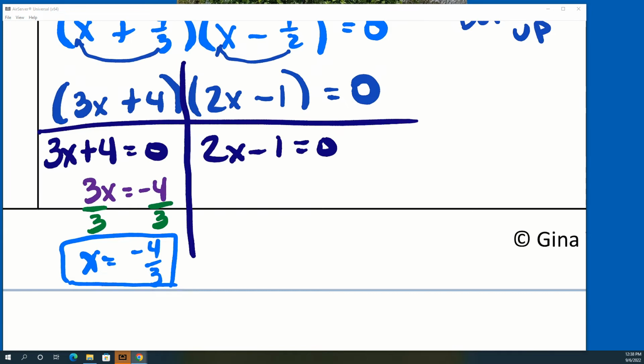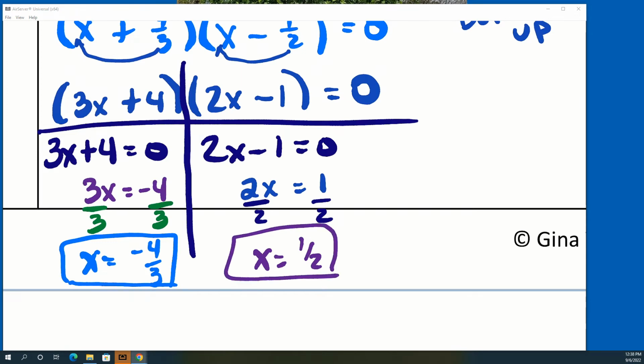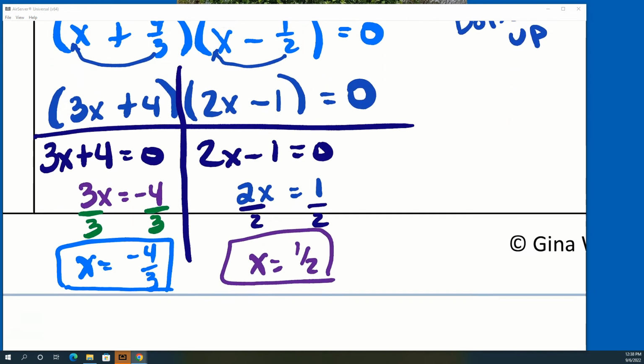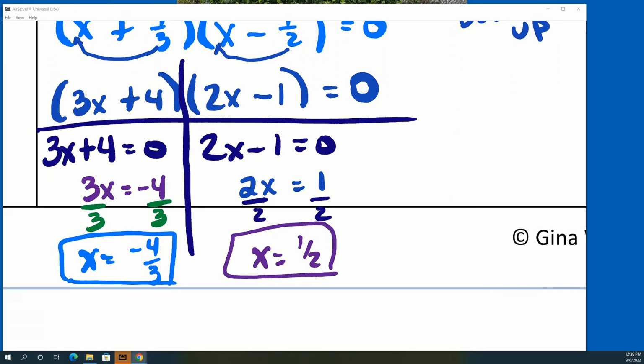All right, so this one is going to have an addition or subtraction step. So it's -1, so it's going to be adding 1. And then a division step. So we have two answers again. All right. Any questions?